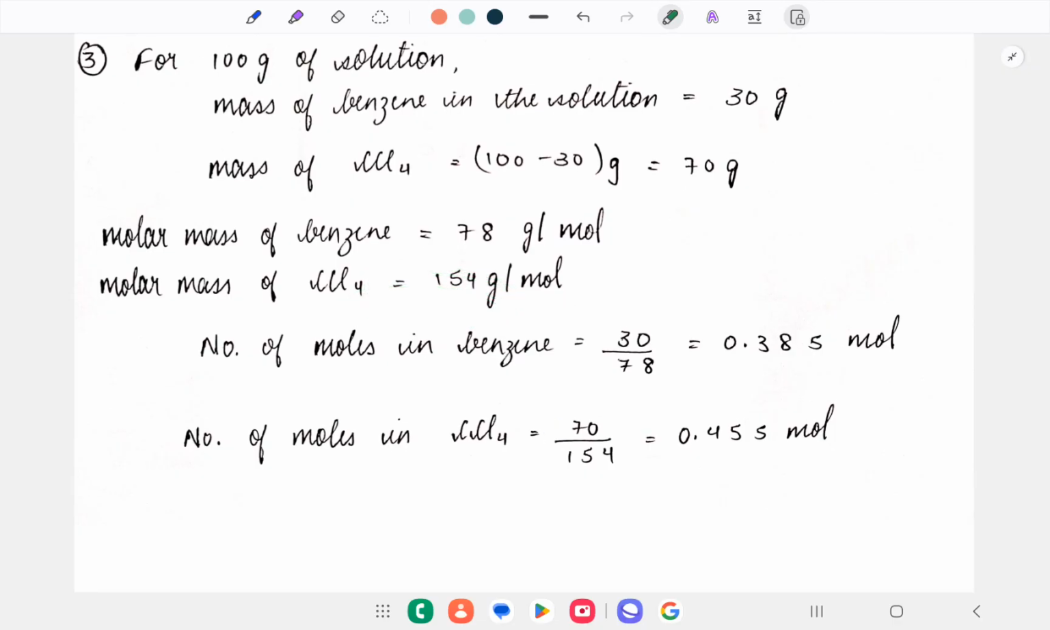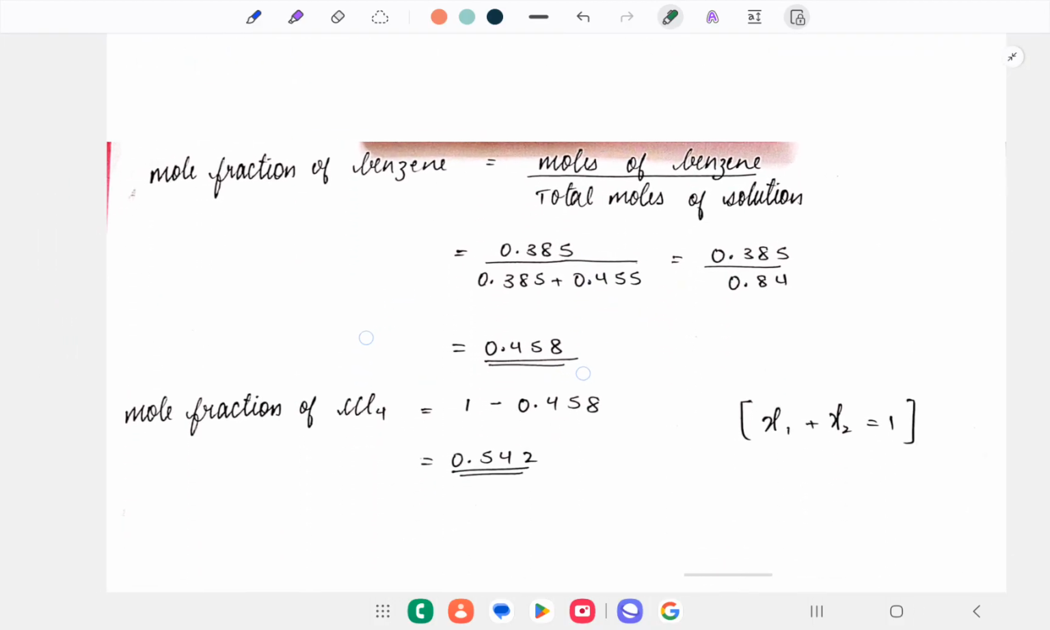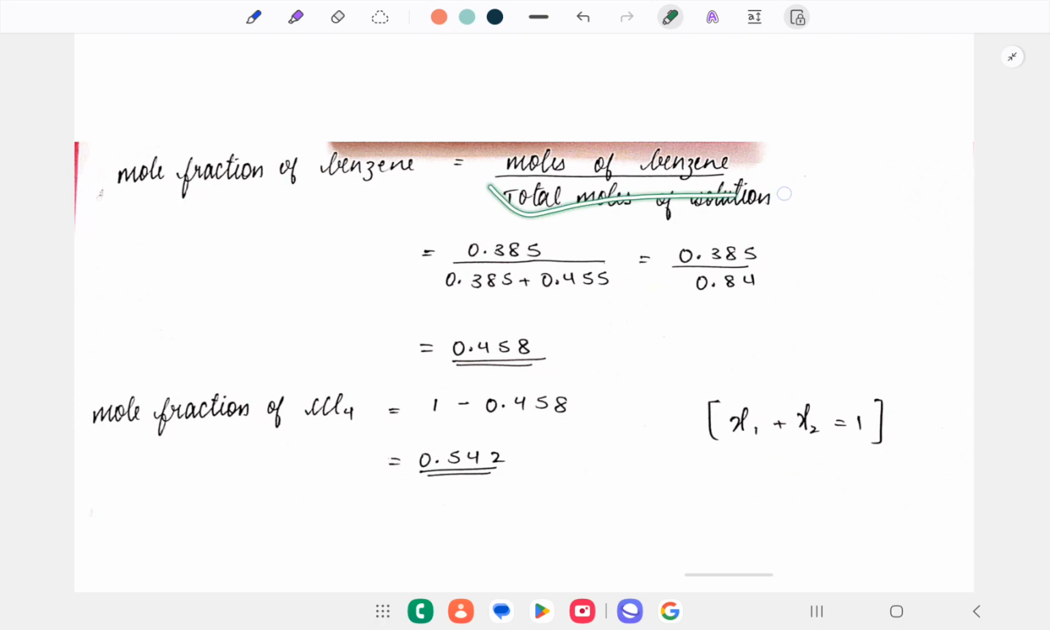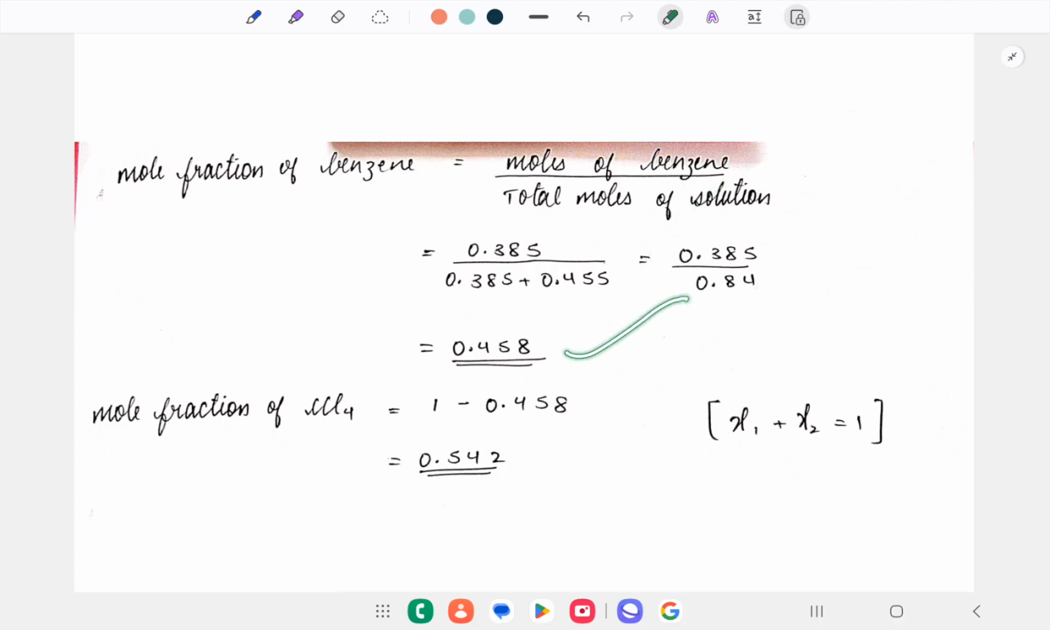So then we know the given mass and the molar mass, so we can easily find the moles, using the formula given mass by molar mass, and we found the moles of benzene and CCl4. And then we are going to find out the mole fraction, that is moles of benzene by total moles of the solution, and we found it to be 0.458. And the mole fraction of CCl4, as we know that XA plus XB is equal to 1, so if we found the mole fraction of benzene, we can subtract it from 1, and we can find the mole fraction to be 0.542.